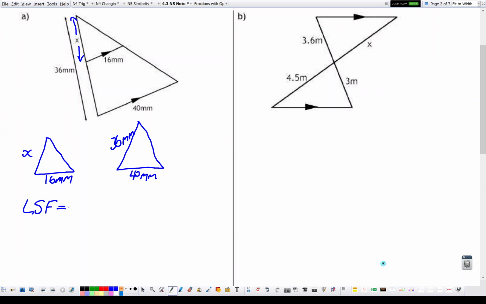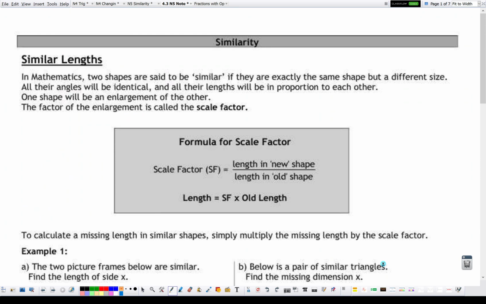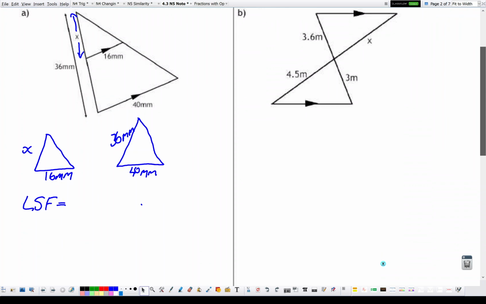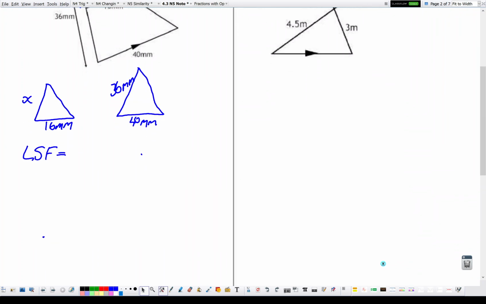Okay, if we look back to our previous examples quickly and look at what it says here, this is really, really important. It is the length in the new shape divided by the length in the old shape. The two that we have actual numbers for are the 16 and the 40. Those are the two corresponding sides we have numbers for. So it is the new shape length, so new length divided by the old length.